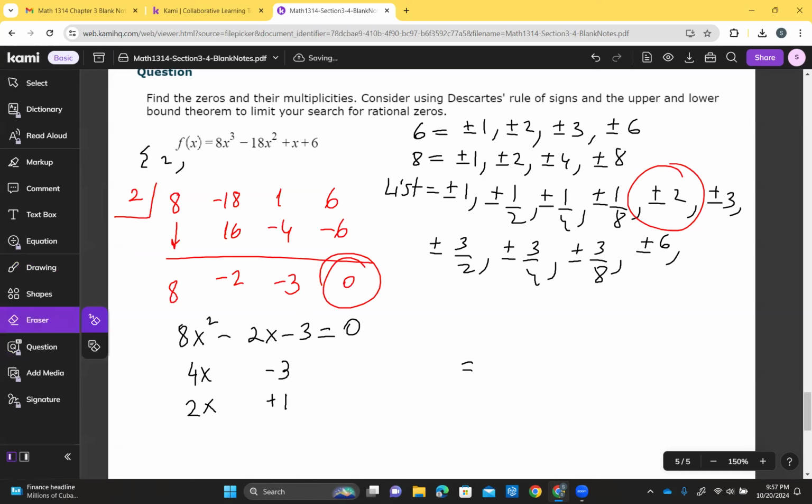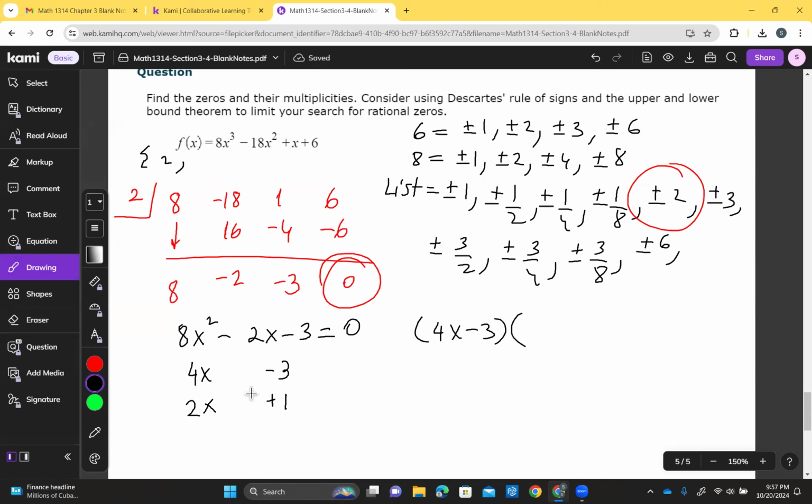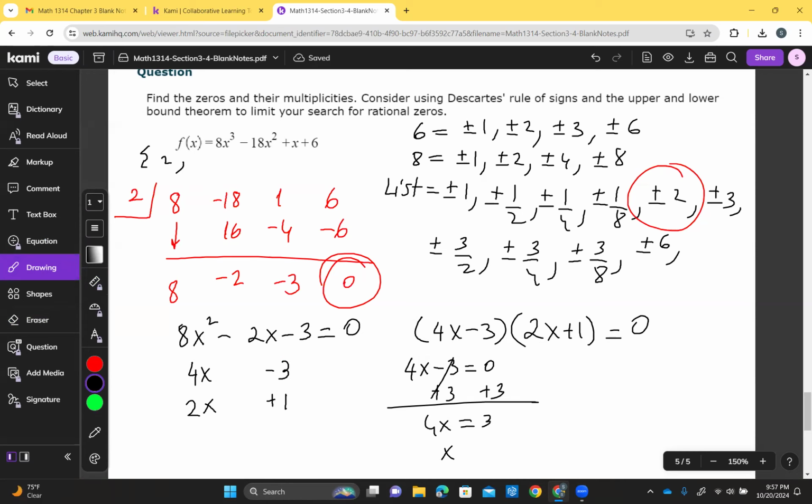Since I confirmed that I was able to break down the numbers correctly, one of the factors I'm looking for is 4x minus 3. The other factor is 2x plus 1. I didn't have to go through the quadratic formula here, but if you're struggling with factoring, you are very welcome to use the quadratic formula. Take this one, set it to 0, and then solve for x. x is 3 over 4. Take the 2x plus 1, set it to 0, and solve for x.